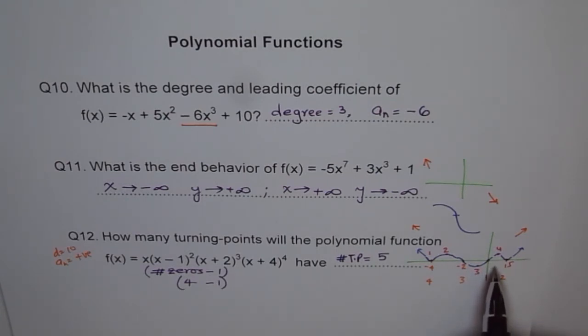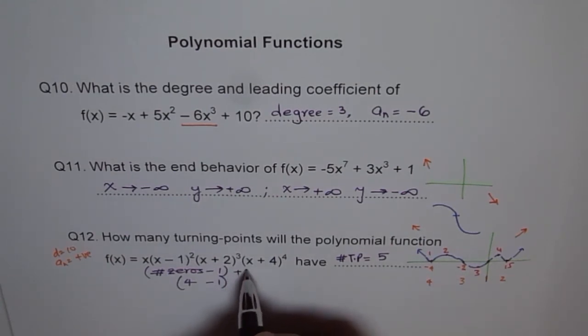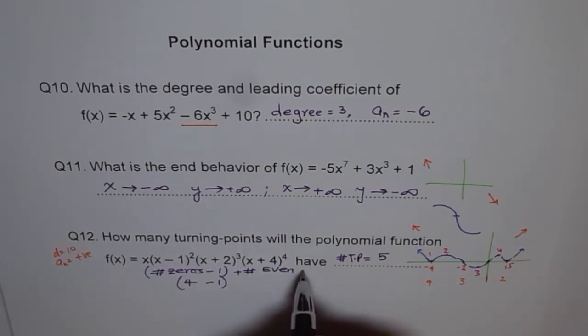But then there is some complication because of the order or multiplicity of our zeros. They force you to turn at times. These are additional terms, right? Here, I was not supposed to turn if this was not even, right? I should have just crossed it. Correct? Now this forced us to turn, and therefore we say plus number of even zeros.